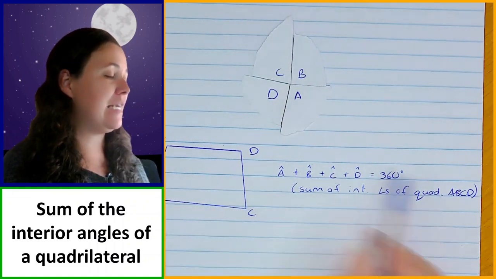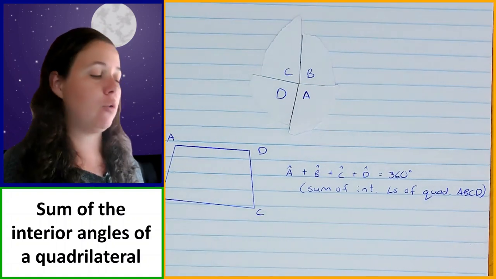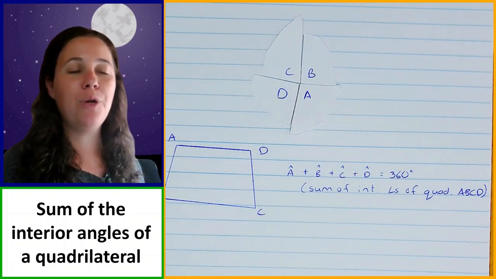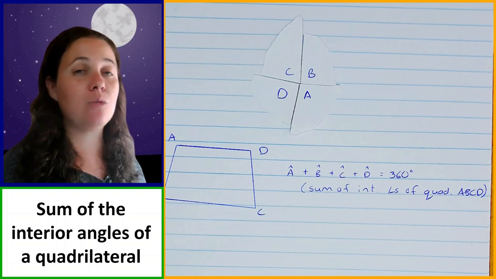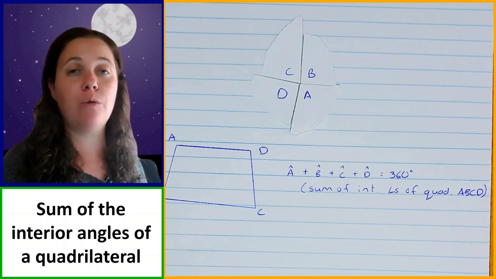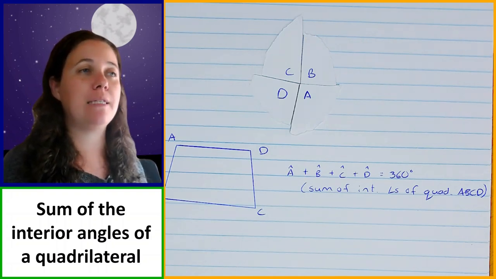Okay, so that is the interior angles of a quadrilateral. They always will add up to 360 degrees. Doesn't matter what type of quadrilateral you're working with, it will always add up to 360 degrees.